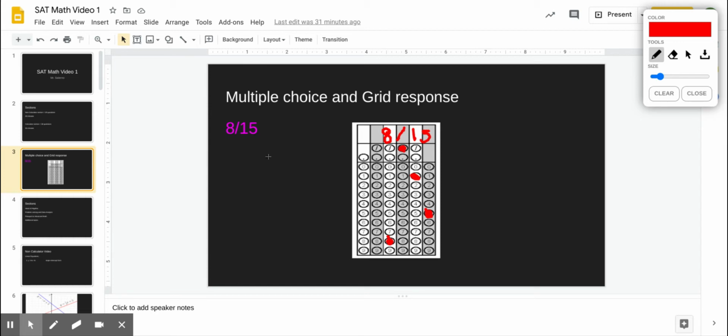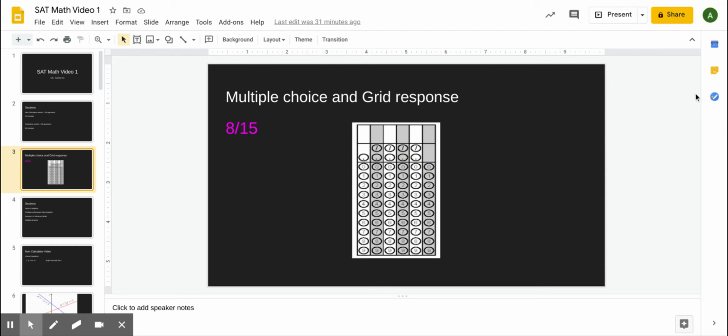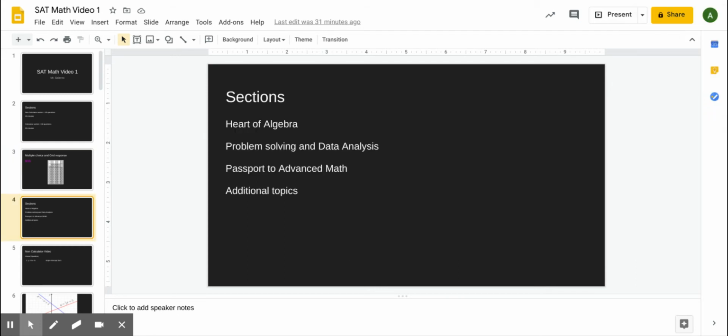So this is 8/15. You can also do it as a decimal. So here's the decimal. You can fill in the decimal there. Let's say you had 0.5, and then just fill in the 5. Okay, so that's the grid response. Again, majority is multiple choice, but you will see some grid response.